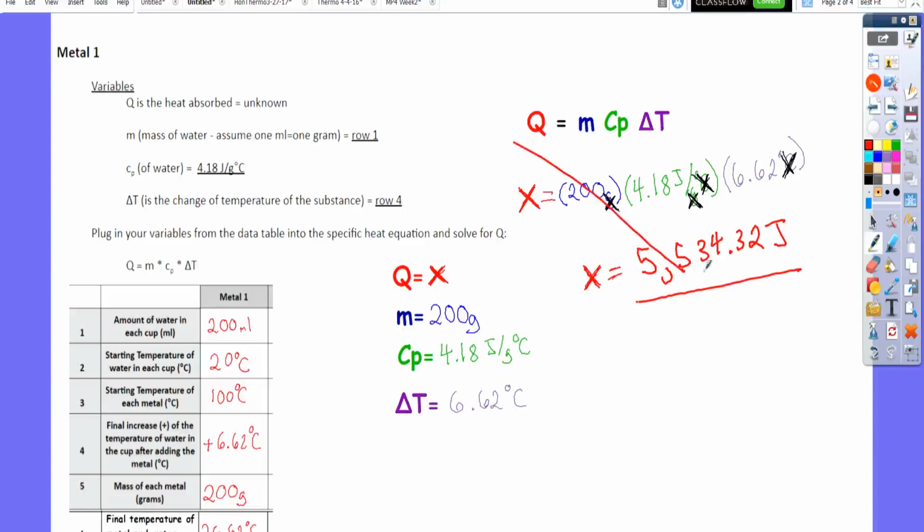Now your data is going to be different. I believe he only used 50 milliliters of water to begin with, and the temperature change is going to be a lot more dramatic because you used a lot less water. So you're probably going to have a different final number, amount of energy going into your water. This is all you have to do. You're just doing this three times for the data you collected for that lab.